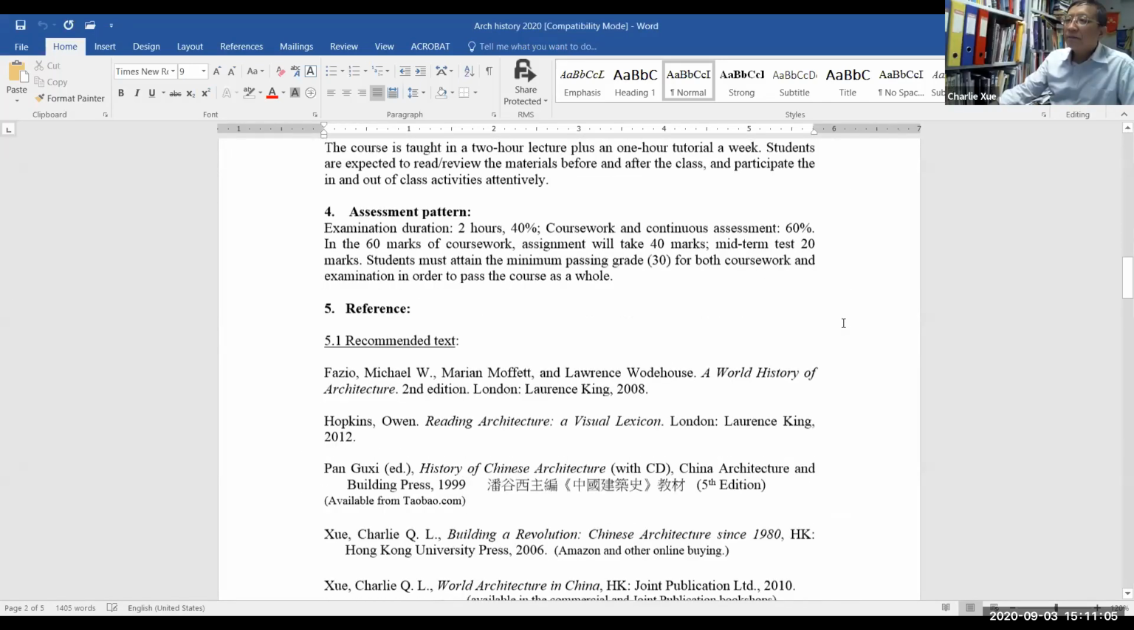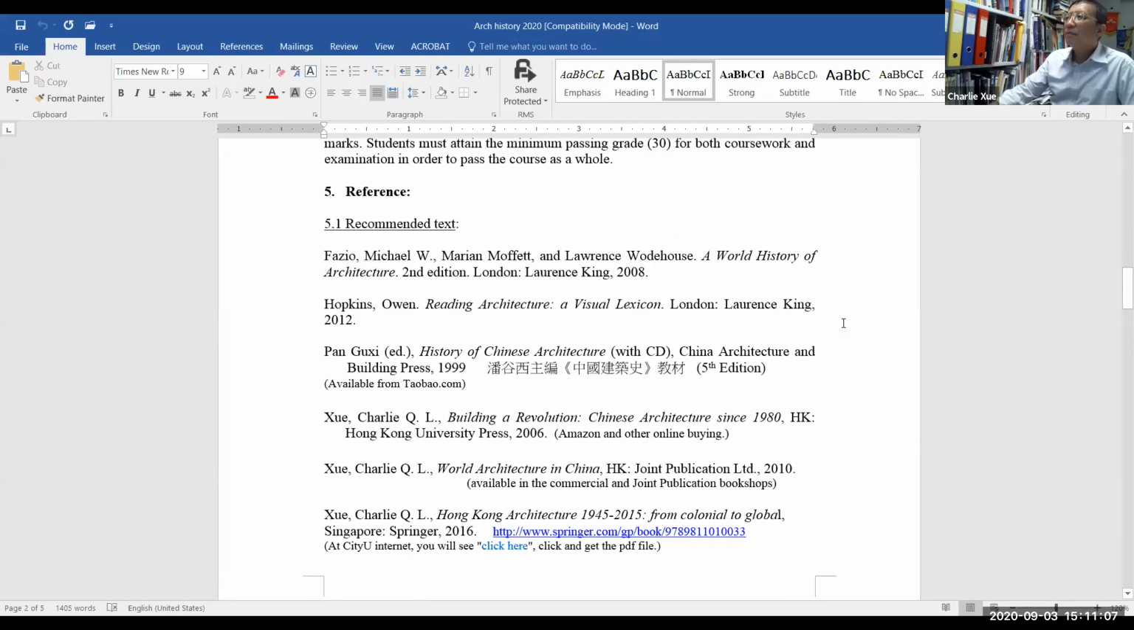And we hope students will have some textbook. These textbooks will be useful, both for Western architecture history and Chinese architecture history. There are English books and Chinese books. Do any students have those books? Have you borrowed from the library? Yan, have you borrowed any textbook?